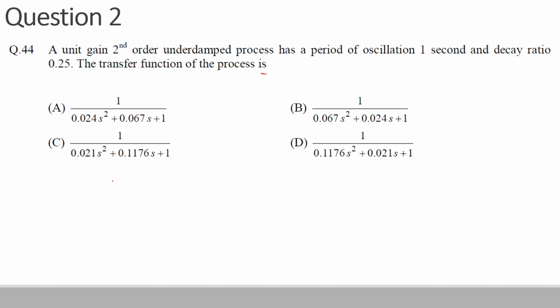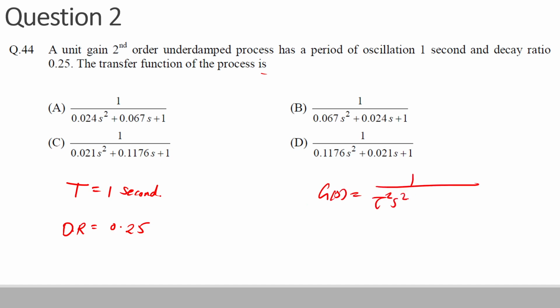Over here we have been given the period of oscillations as 1 second and the decay ratio as 0.25. Then we have to find the transfer function of the given system, that is, we have to find the parameter tau and the damping coefficient zeta. Using these two pieces of information, we find the values of tau and zeta, replace them over here, and we will get the desired answer.